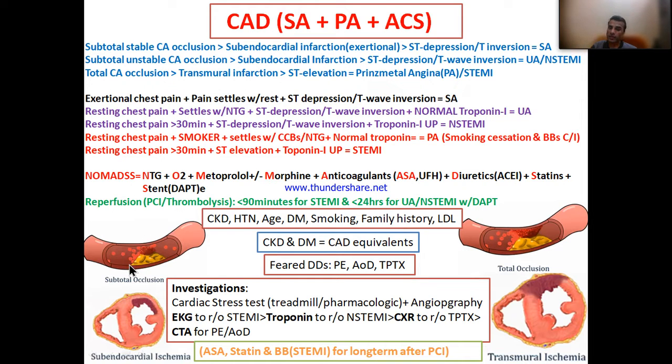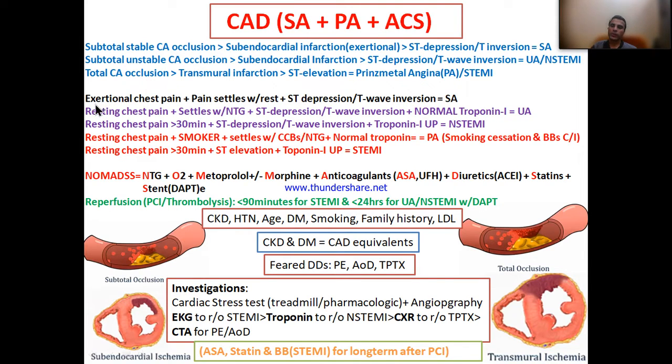And if this unstable or ruptured plaque causes complete or total coronary artery occlusion, then this will cause transmural infarction during rest, and that will cause ST elevation, and that is in case of STEMI. But there is a condition called Prinzmetal angina, in which there will be complete occlusion due to vasospasm, and that will also cause ST elevation, but cardiac enzymes will be normal in that case.